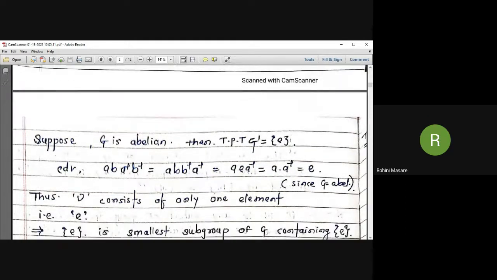Hence, U consists of only one element, that is singleton E. This G dash is nothing but the smallest subgroup of G containing U.